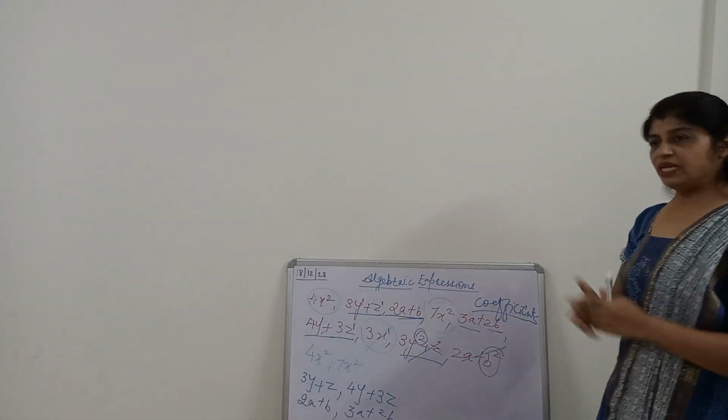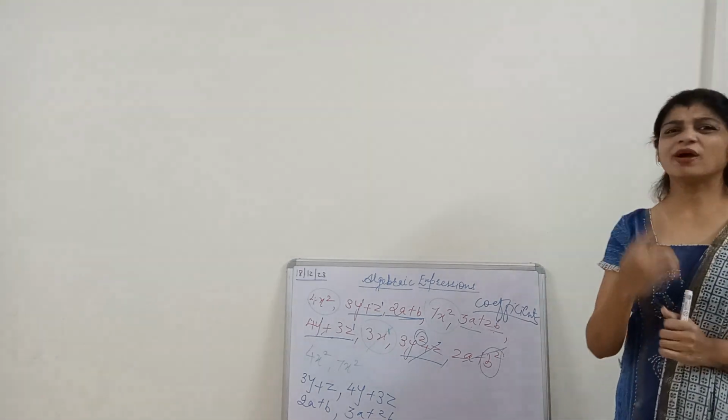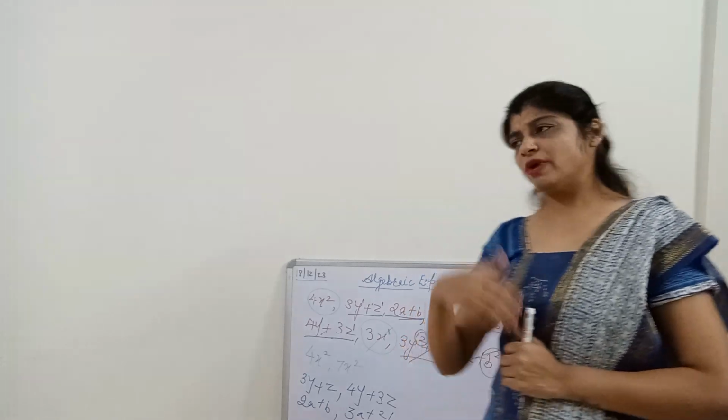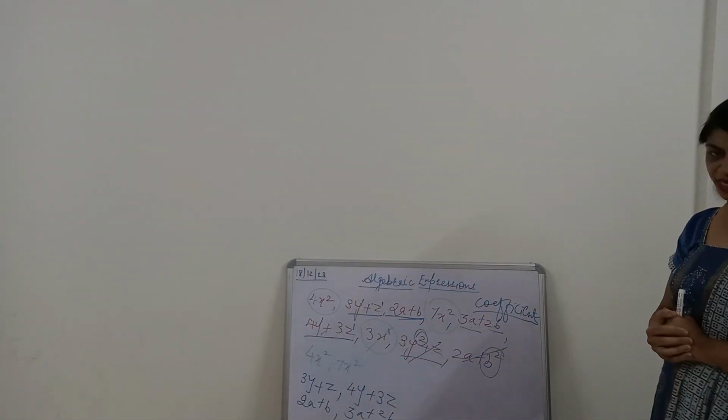But unlike terms usually we don't need as much. Only 1 mark question is at times asked. Classify the given terms as like terms and unlike terms. So once you know like terms, remaining they all are unlike terms.